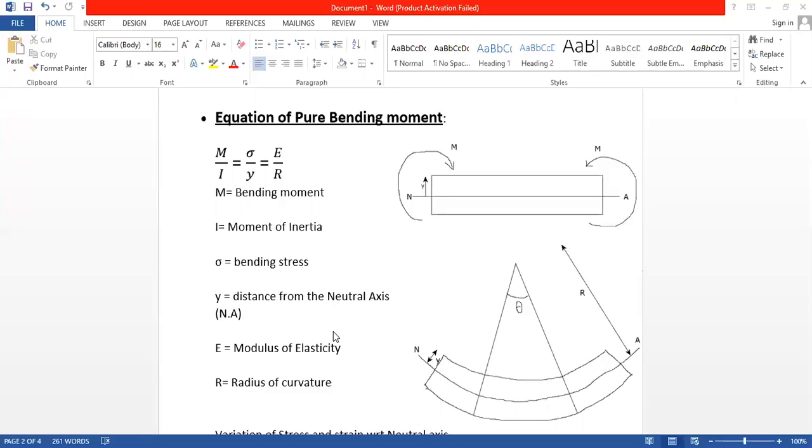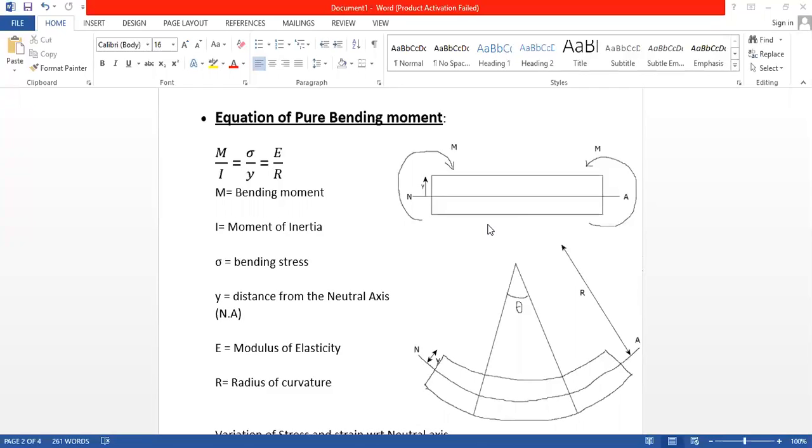So when certain external loads are acting on the beam, certain resistance will occur inside the beam. The beam will try to resist those external forces or those external loads. So the resistive stresses which occur inside the beam are known as bending stress, and they basically try to resist the bending or flexure of the beam.